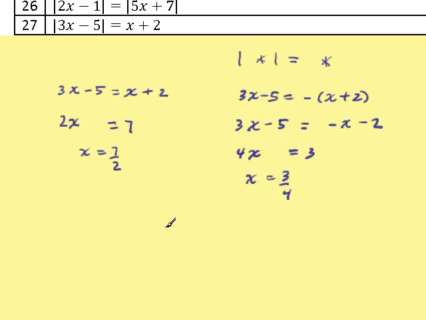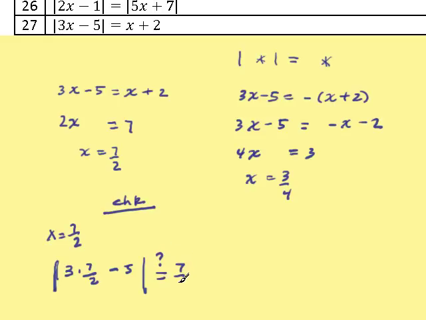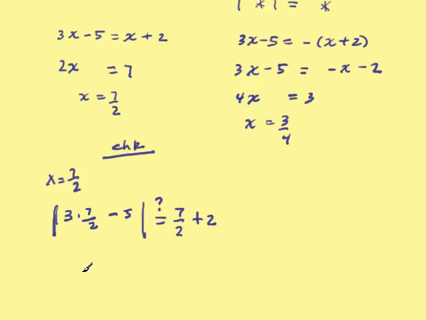So now, like I said, we must check. So first let's check x equals 7 over 2. So here we have the absolute value of 3 times 7 over 2 minus 5. We want to know, is that equal to 7 over 2 plus 2? Okay, let's pull this up. All right, here we have 21 over 2 minus, let's change this to 10 over 2.